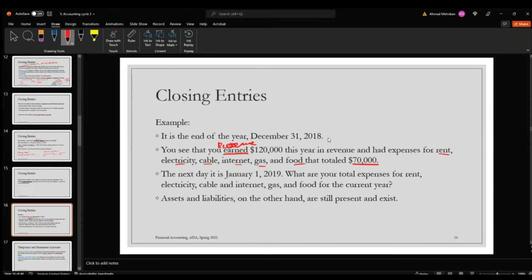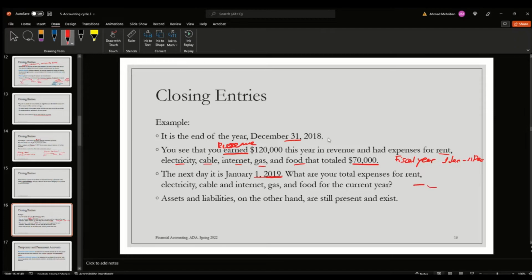Now the next day, it is January 1, 2019. So our, let's say, fiscal year has ended. Fiscal year is covering the period of 1st January to 31st of December, so the end of the year, and we're starting a new period in January 2019. So what are our total expenses for rent, electricity, cable, internet, gas, and food for this current year? And by current year I mean 2019.